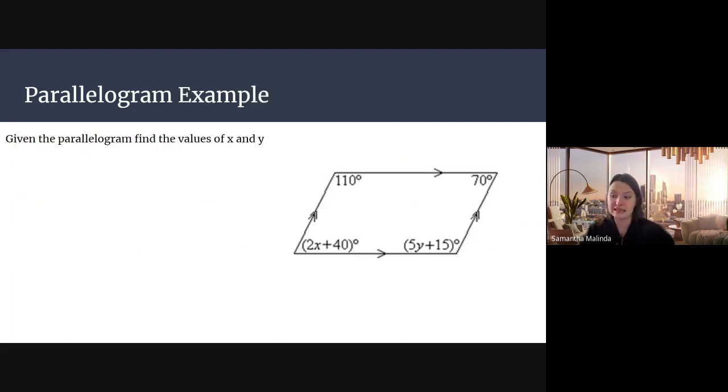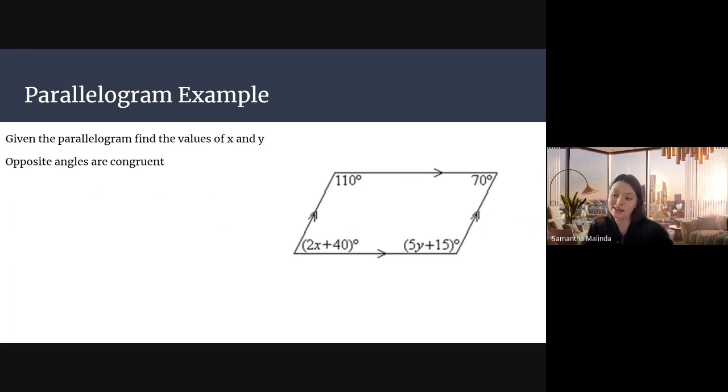So let's talk about an example of how we would use these properties, if we notice a parallelogram, to solve for missing variables, missing side lengths, or even missing angle measures. For this one, we are trying to find the values of x and y. We know this is a parallelogram because the two opposite sides are parallel, as shown by the arrows. And so that means the opposite angles are congruent.